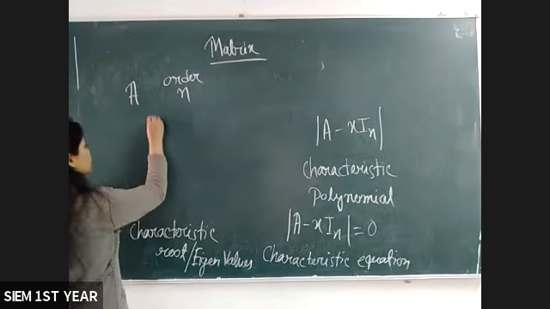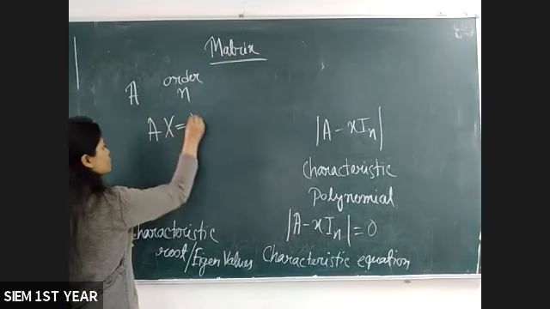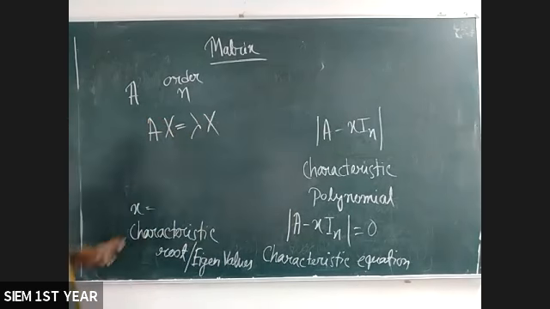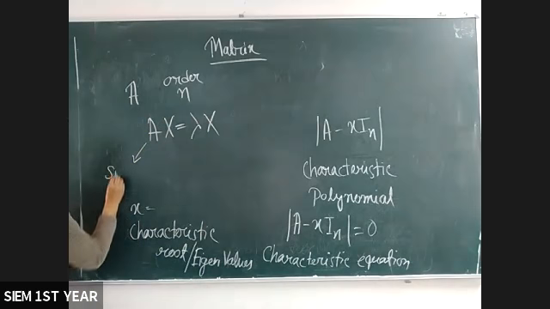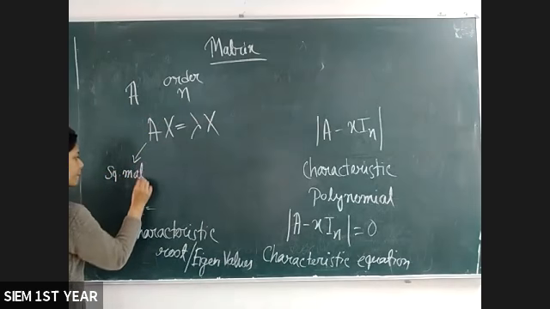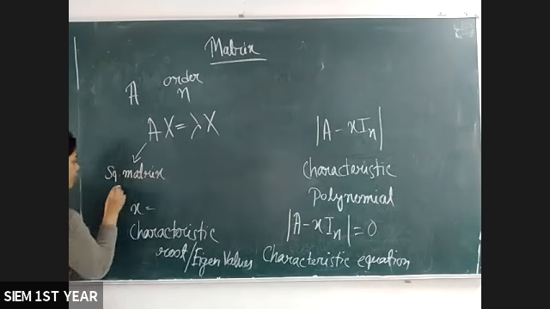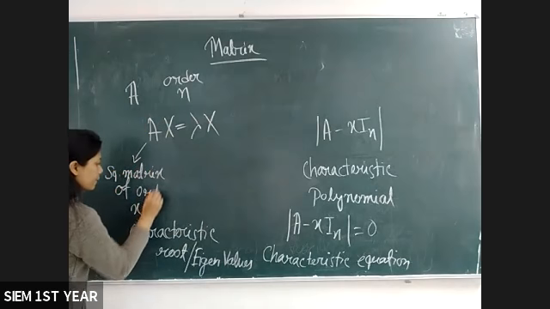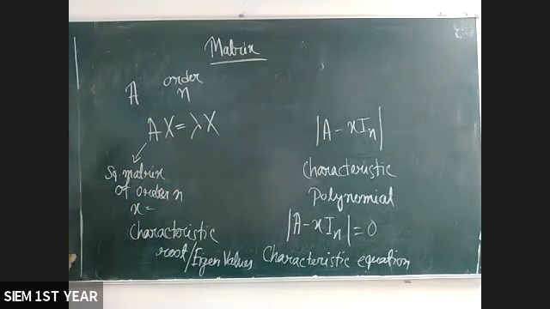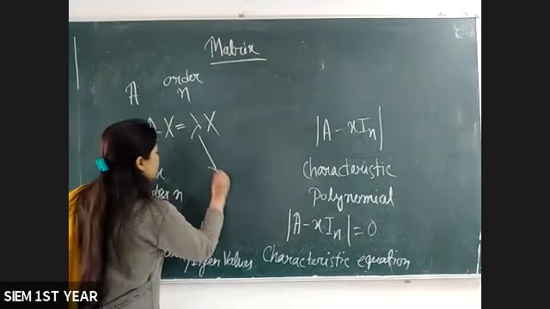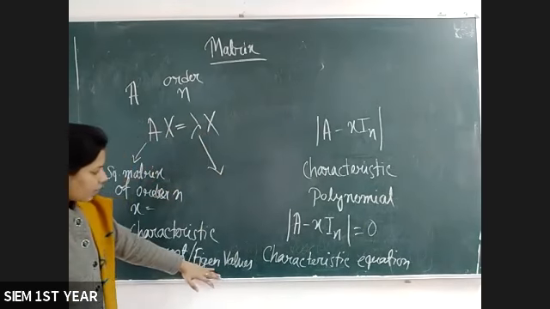such that Ax equals lambda x. A square matrix A of order n is given, and this lambda means actually the eigenvalue.